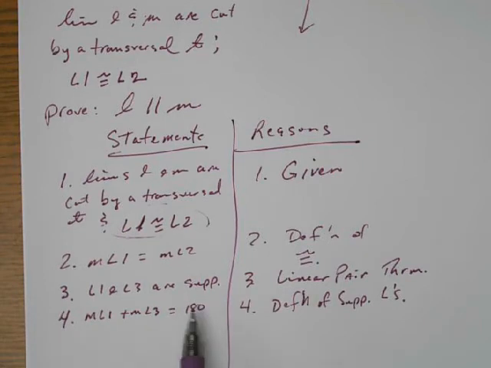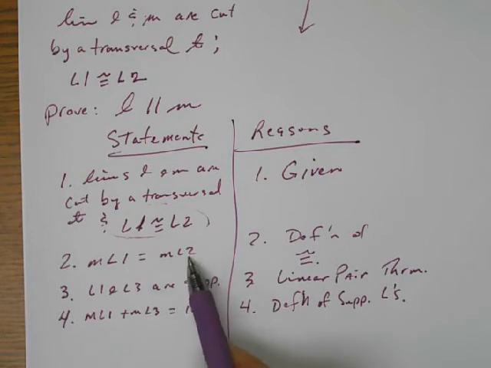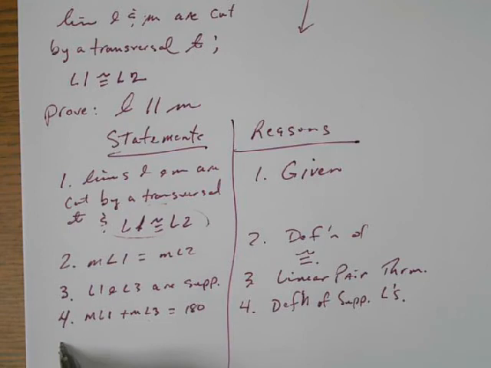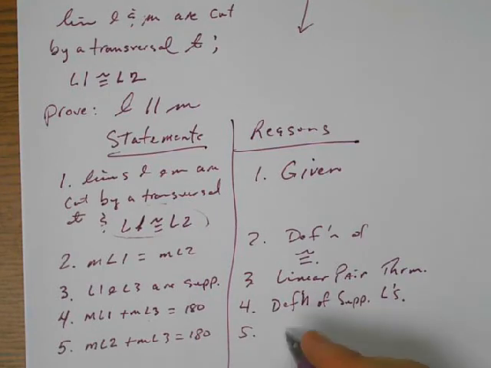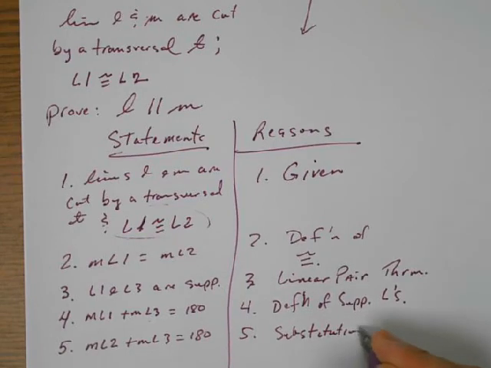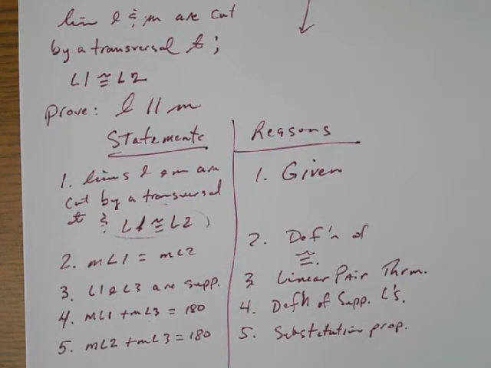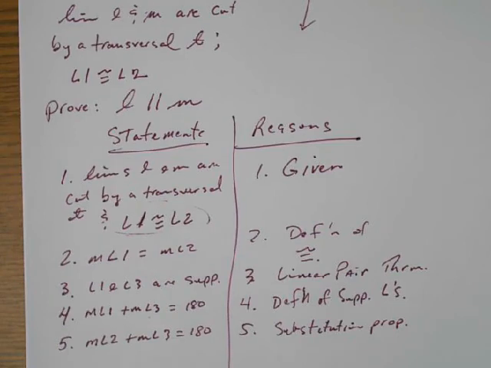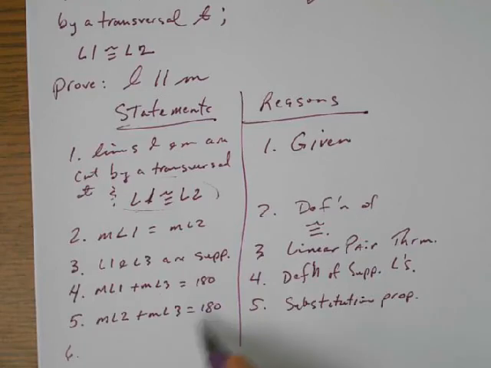All right. Now, we already know that angle 1 is equal to angle 2. So we can substitute 2 in for 1 because they're equal. Watch this, the measure of angle 2 plus the measure of angle 3 is equal to 180. And hopefully you guys see that that's a substitution step. Substitution property of equality.